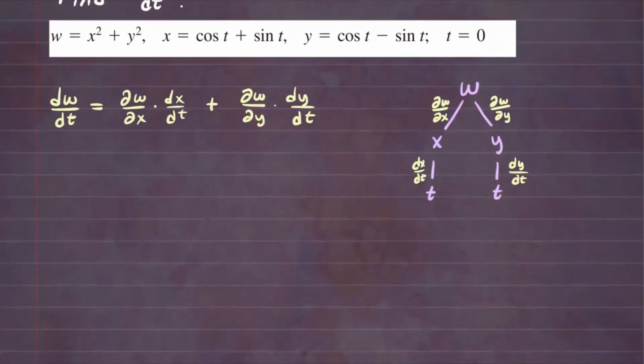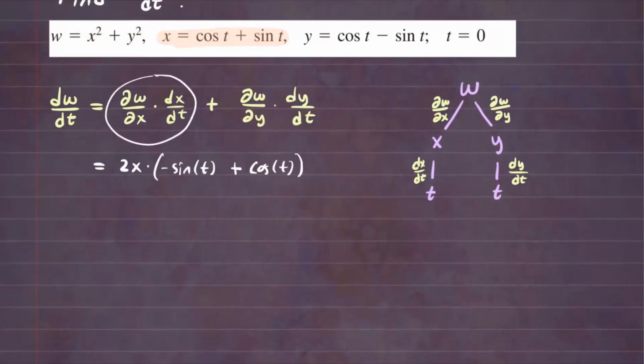For the first term, we want the partial derivative of w, which is this function, with respect to x. So you're going to treat y as a constant. The derivative of w with respect to x would be 2x times. Now for dx/dt, we take the derivative of this with respect to t. That will be the derivative of cosine of t, which is negative sine of t, plus the derivative of sine of t, which is cosine of t. So that's for all of these.